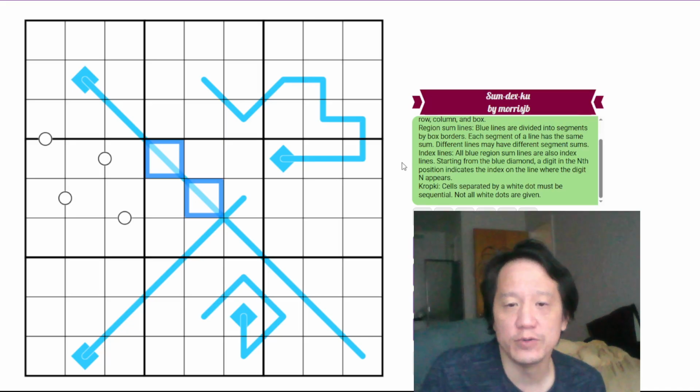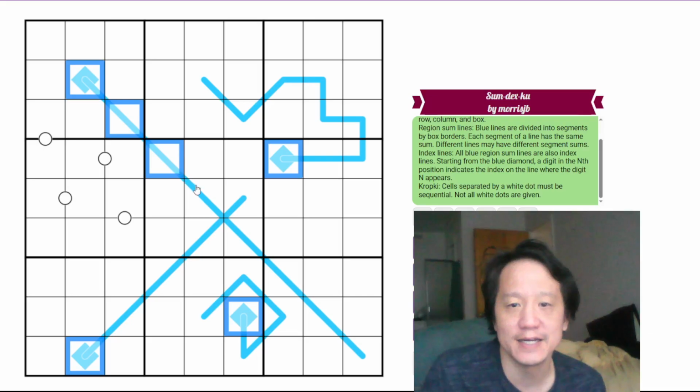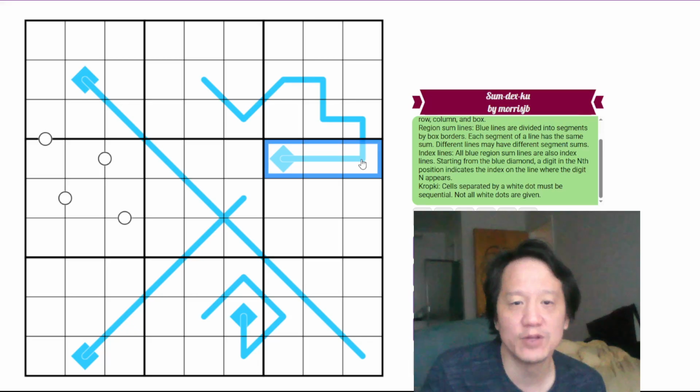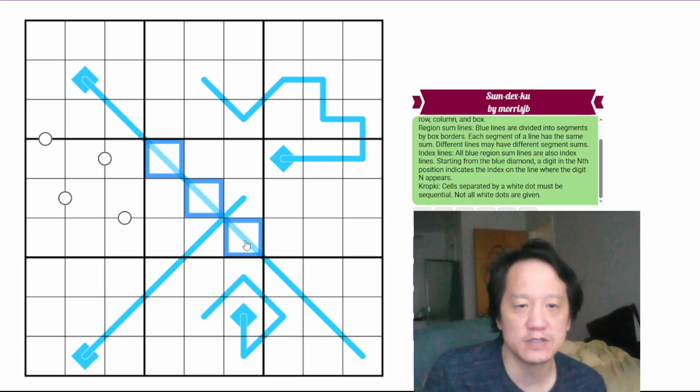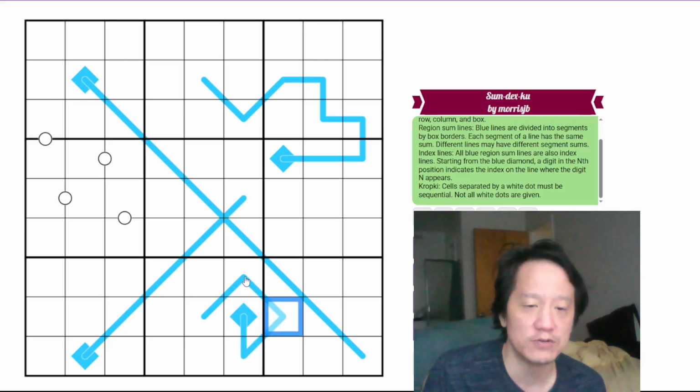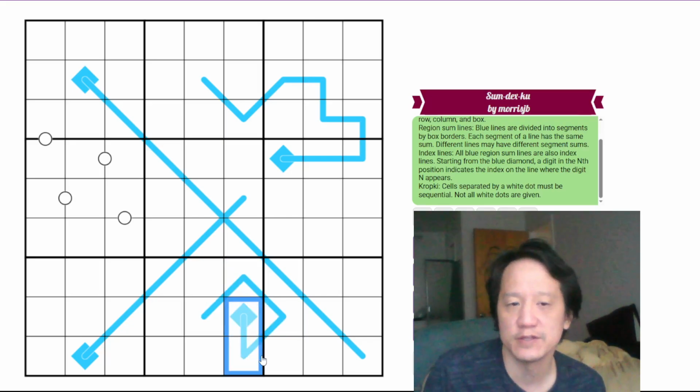And also, index lines. All blue region sum lines are also index lines. Using this region sum line as an example, these two digits must equal the same as these three, which must equal the same as these three. These two digits must equal the same as this digit, which equals the same as these two digits. Because these are separate segments, because the box borders divide the line into separate segments. So this is a separate segment than this one.